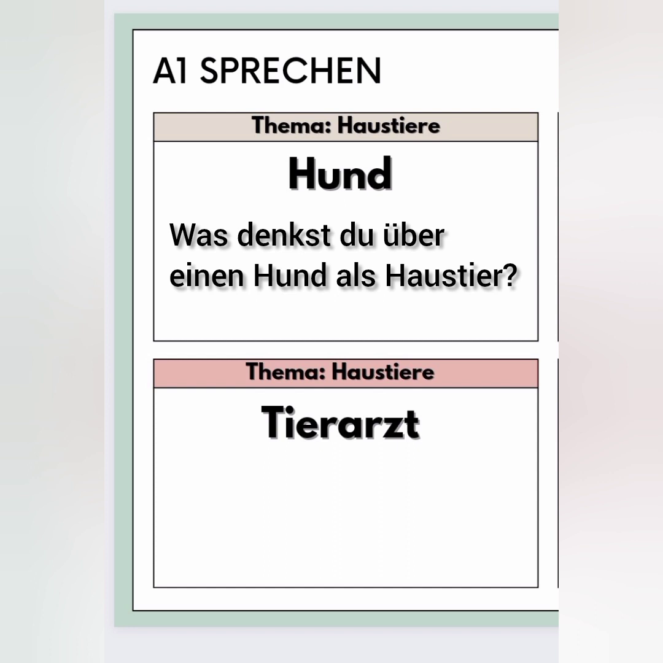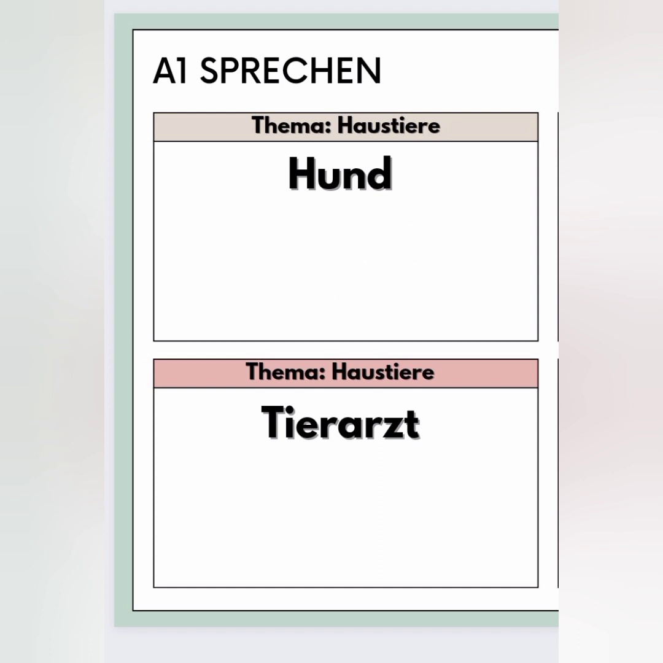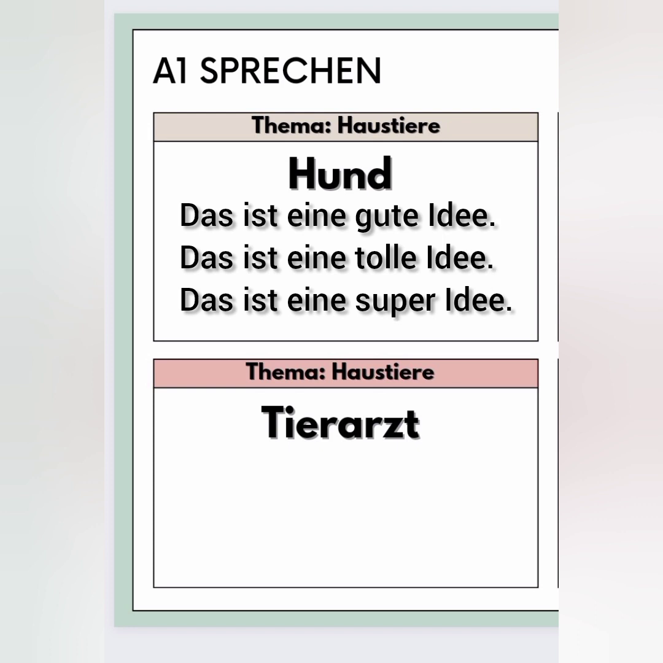Was denkst du über einen Hund? Was denkst du über einen Hund als Haustier? Which now means, what do you think of a dog as a pet? Now, someone could just decide to answer like, Das ist eine gute Idee. Das ist eine gute Idee.